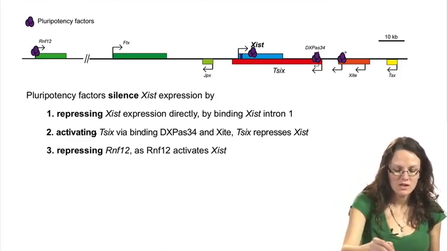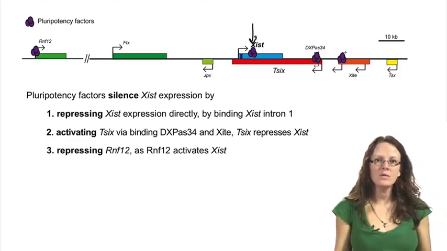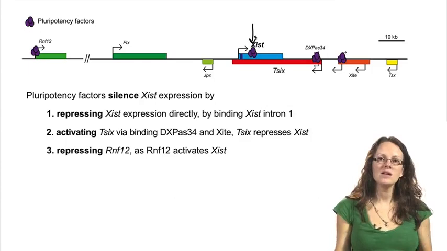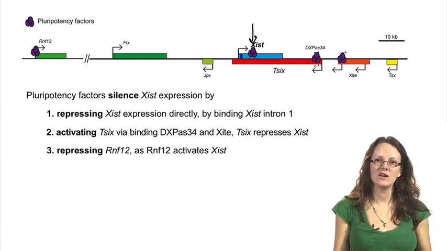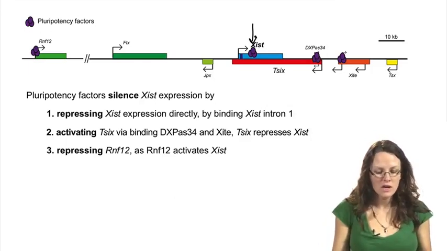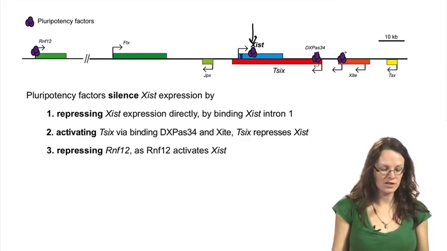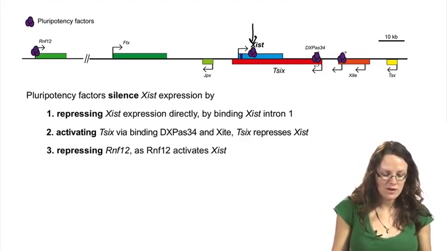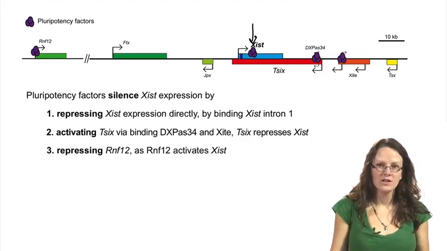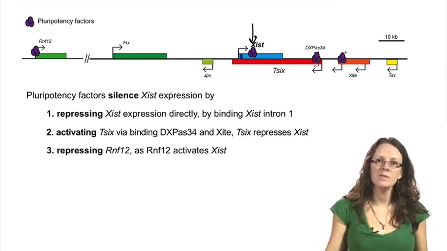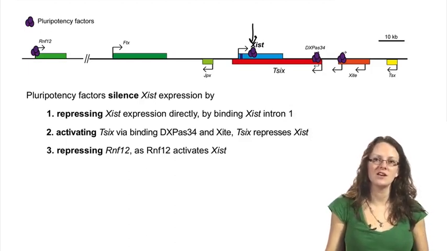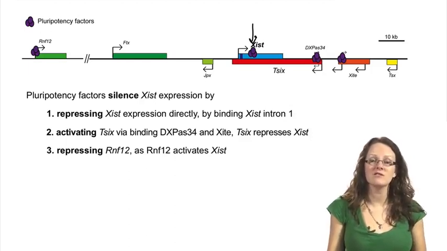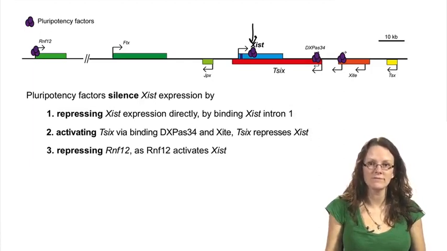First of all, they bind within the Xist gene itself. They bind within the first intron of Xist, and many controlling elements for the expression of genes are found not only in the promoter but also within the first intron. So by these pluripotency factors binding within the first intron, they actually directly repress Xist expression. So they're keeping Xist off. If they keep Xist expression off, this means X inactivation can't occur. And so when these pluripotency factors are around in those pluripotent cell types, embryonic stem cells and primordial germ cells, then Xist will not be expressed because of this binding.